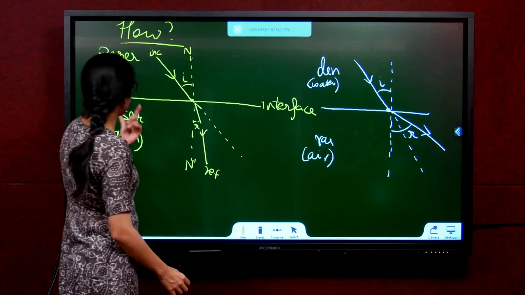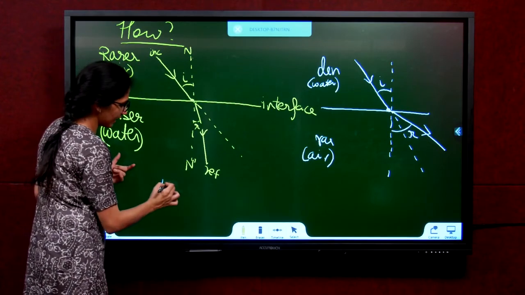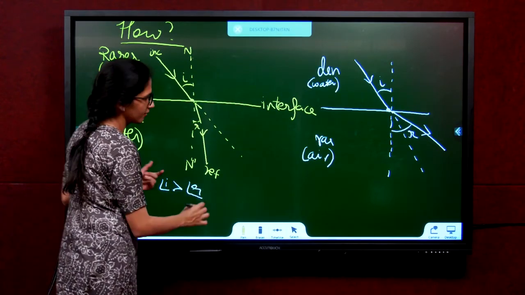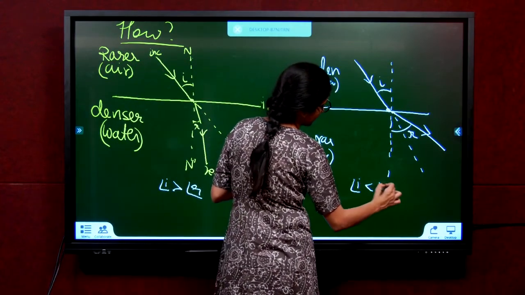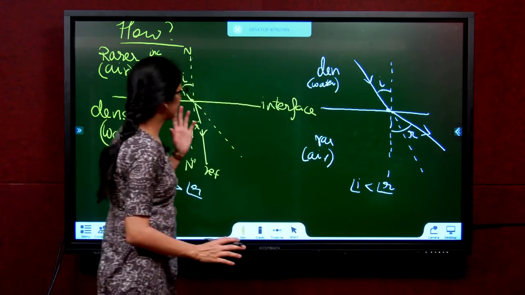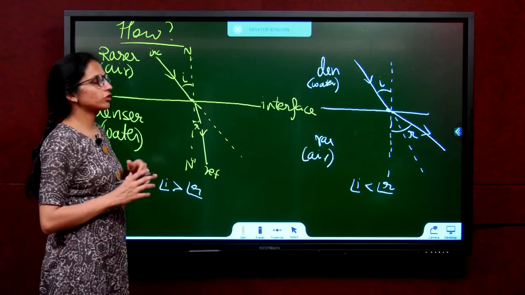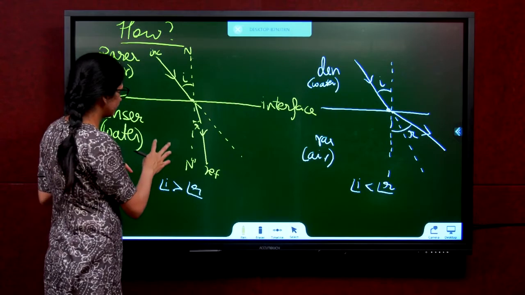You can observe in the rarer to denser case, angle I is greater than angle R. In this case, angle I is less than angle R. So you have understood the two cases. For both of these cases, we have a small exception.